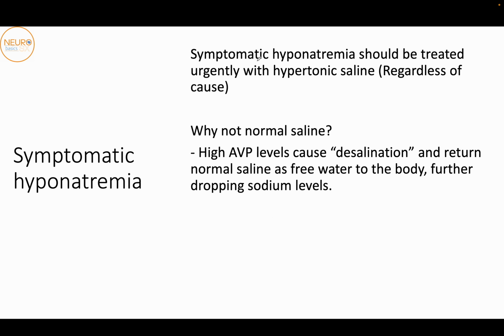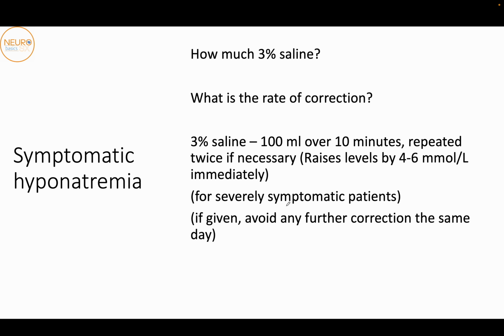Right, so as we discussed, if the patient is symptomatic from hyponatremia itself, you have to treat it urgently with hypertonic saline, regardless of whatever is the cause of hyponatremia. Why not normal saline on the other hand? Because as we have already discussed, if the patient has SIADH, or any cause where there are high ADH levels, that normal saline will be desalinated and converted back to free water by the kidney, and then it will be returned back to the body and will further drop your sodium levels.